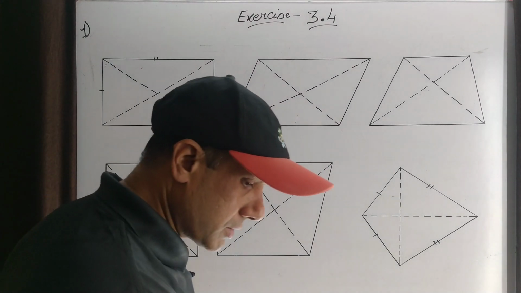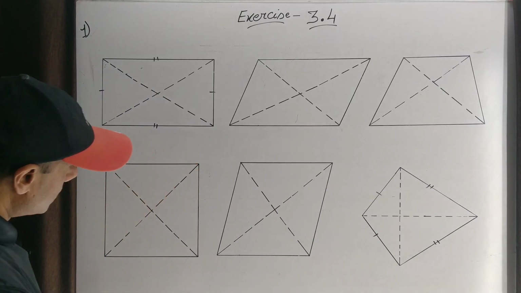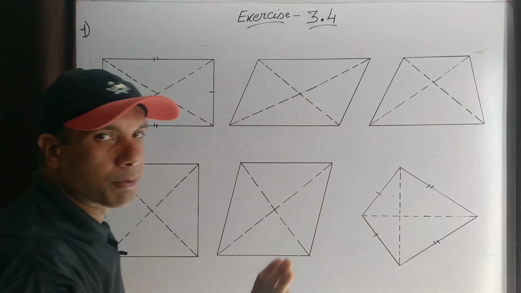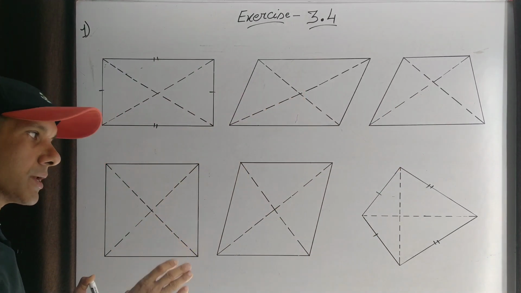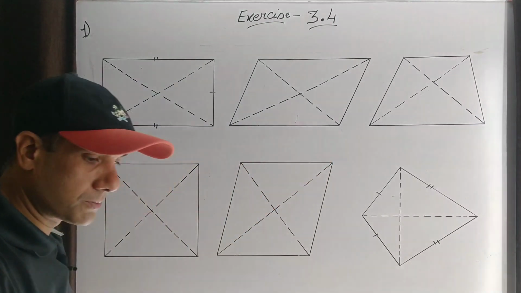All squares are trapeziums. For the definition of a trapezium, you need opposite sides to be parallel. That is all. In a square, opposite sides are parallel. So you can say all squares are trapeziums. So this statement is also true.